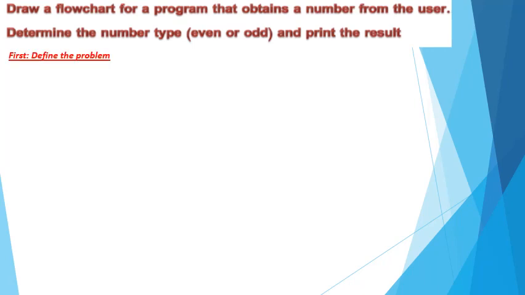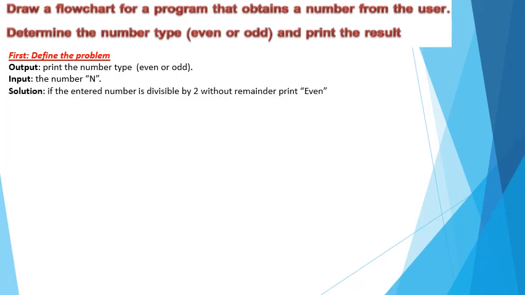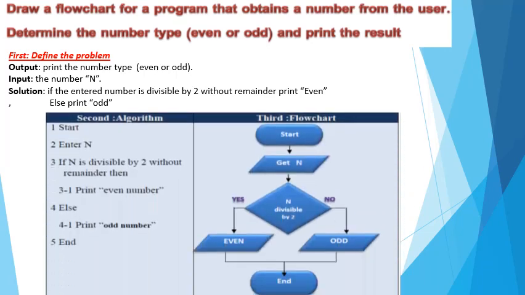First, I define my problem. The output is to print the number type, even or odd. The input is the number, which is n. The solution: if the number entered is divisible by 2 without a remainder, then print even, else print odd. And this is the algorithm and the flowchart of this problem.